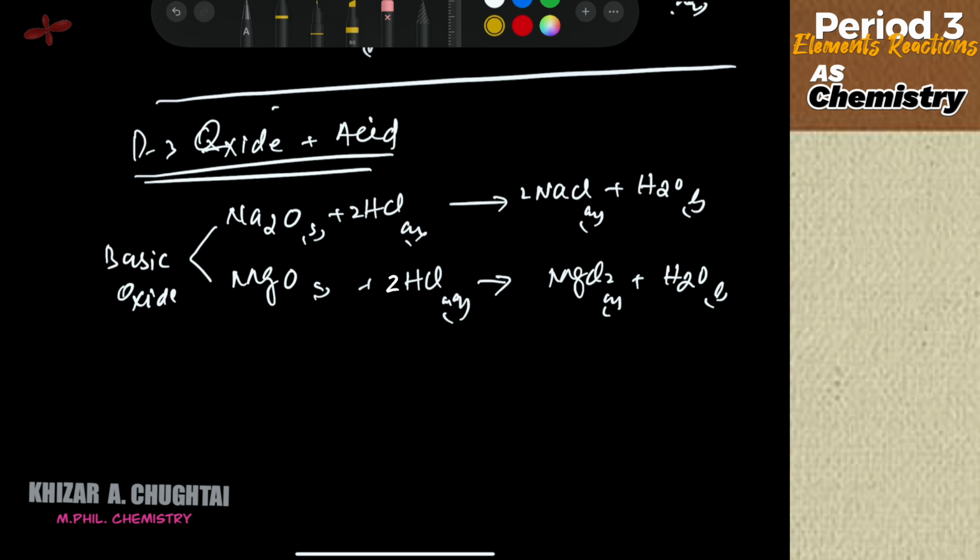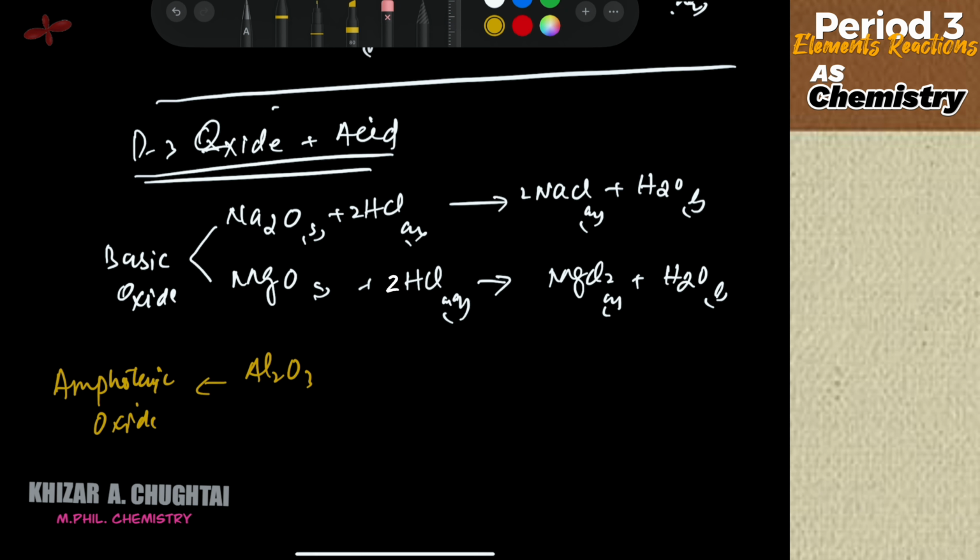Now the next oxide, especially aluminium oxide, Al2O3, is said to be an amphoteric oxide. What is an amphoteric oxide? An amphoteric oxide is an oxide that reacts with acid and it also reacts with the base. I mean, it can neutralize the acid as well as the bases, so it is known as an amphoteric oxide. So the reaction of Al2O3 with acid and Al2O3 with base.